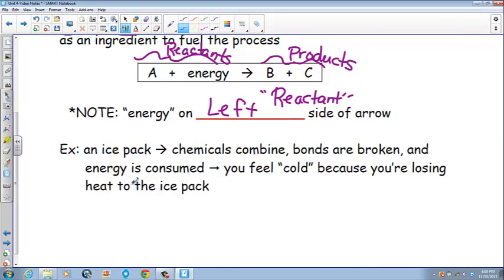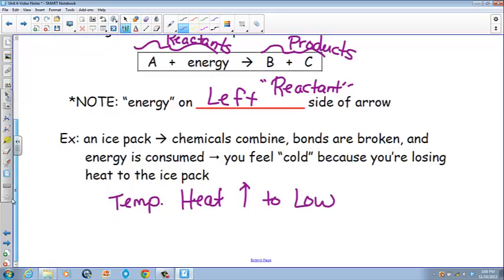So for those of you who play sports, chemicals combine in the ice pack, bonds are broken, energy is consumed, you feel cold because you're losing heat to the ice pack. Remember, your body is warmer than the ice pack, so generally temp or energy, or heat, will go from high to low. So the heat is being absorbed by the ice pack, and that's why the ice pack gets warm over time, because your body feels cold from the transfer of the energy. Okay?